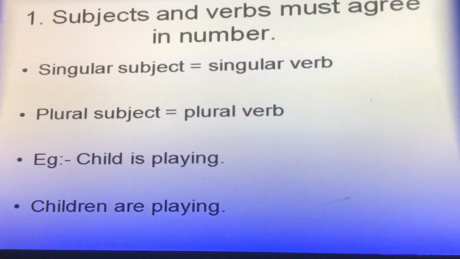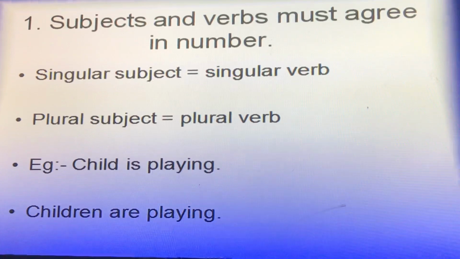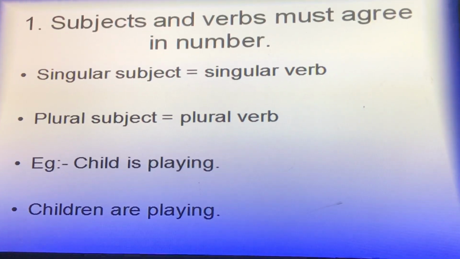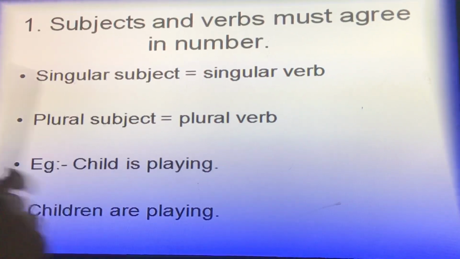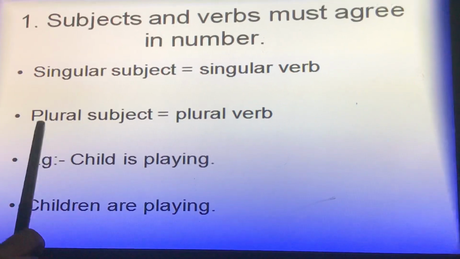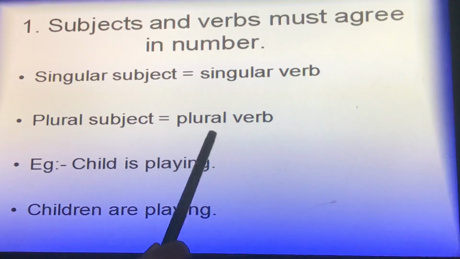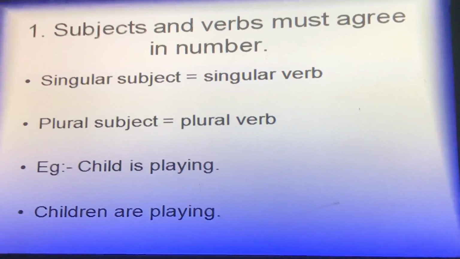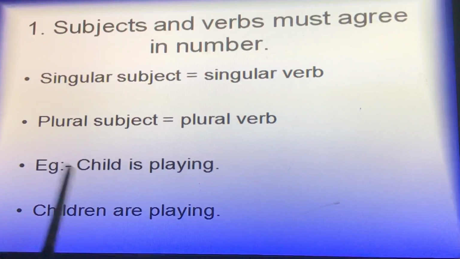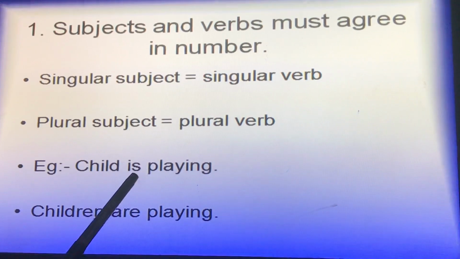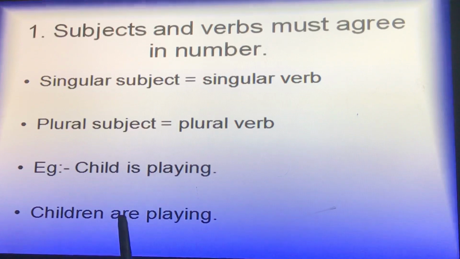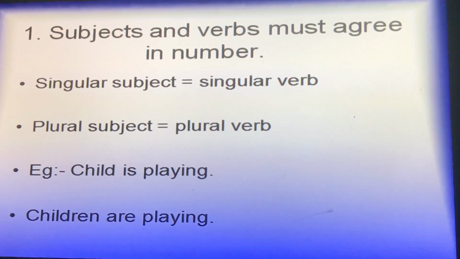First rule, that is the foremost important: subjects and verbs must agree in number. That means if the subject is singular, the verb should be singular, and if the subject is plural, the verb should be plural. Take the example: child is playing and children are playing. Child is singular, so the verb is singular. Children are playing, plural, so the verb is also plural.